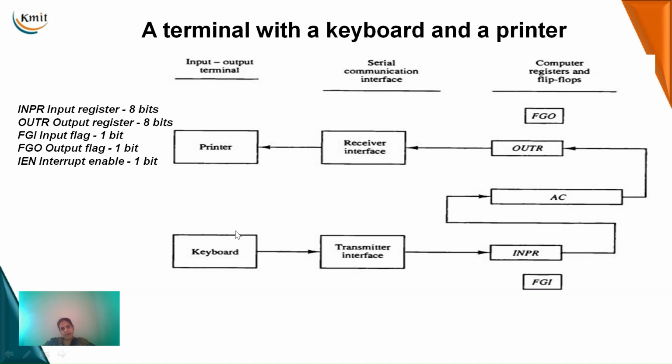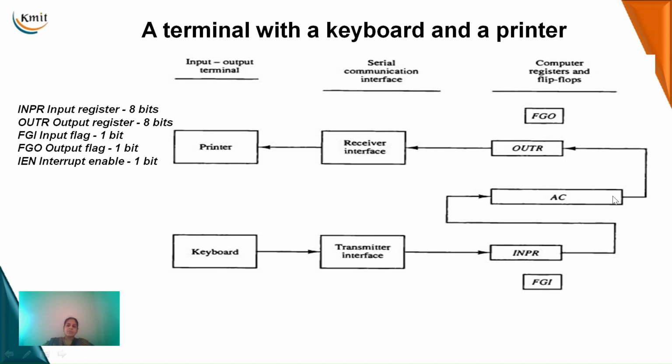Whenever information has to be taken as an input through the keyboard, when a user presses a particular character, that character is converted into binary form. The alphanumeric character is converted into an 8-bit format, and through the transmitter interface, the information from the keyboard is placed into a register called the input register.